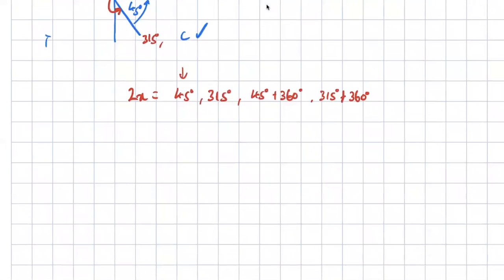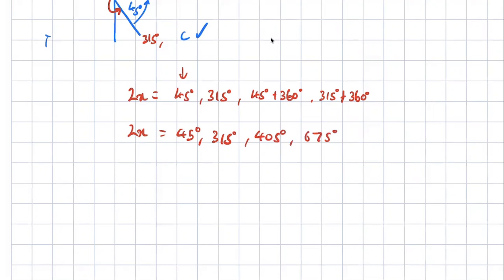So we have 2x now is equal to 45 degrees, 315 degrees, 405 degrees, and finally 675 degrees. But remember, we want all of these solutions to be between 0 and 360 degrees, and they're not at the moment. Remember, we were just searching between 0 and 720.